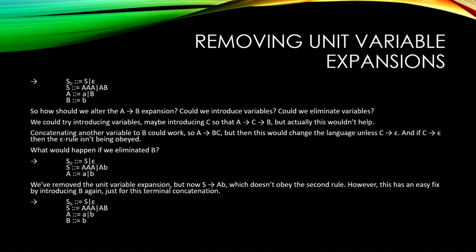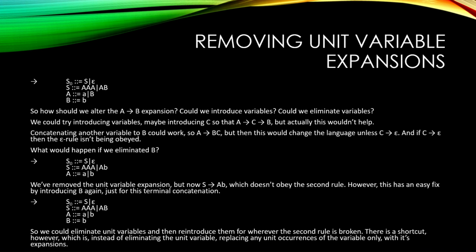So if we introduce B again, but we don't change the variable A's expansions, then S now expands into variable A, variable B again. So this is one way to do it. We could eliminate unit variables and then reintroduce them for wherever the second rule is broken. There's a logical shortcut, which is instead of eliminating the unit variable and replacing all occurrences, we could leave the unit variable where it is and just replace any unit occurrences of the variable only. So only where it's a unit expansion.